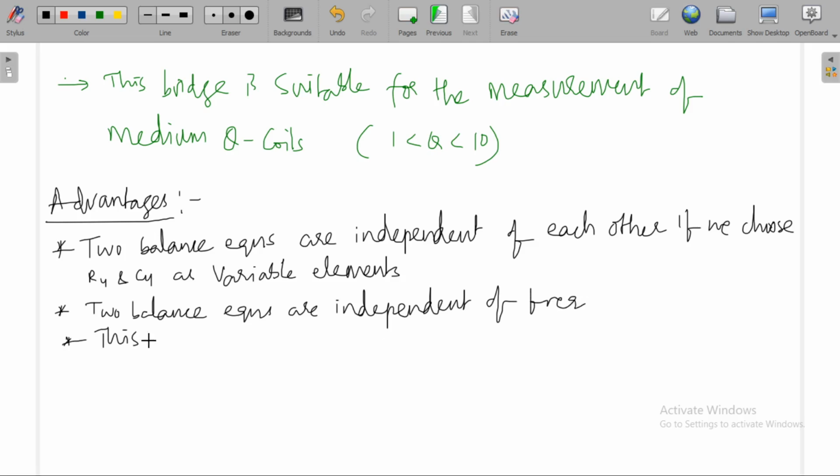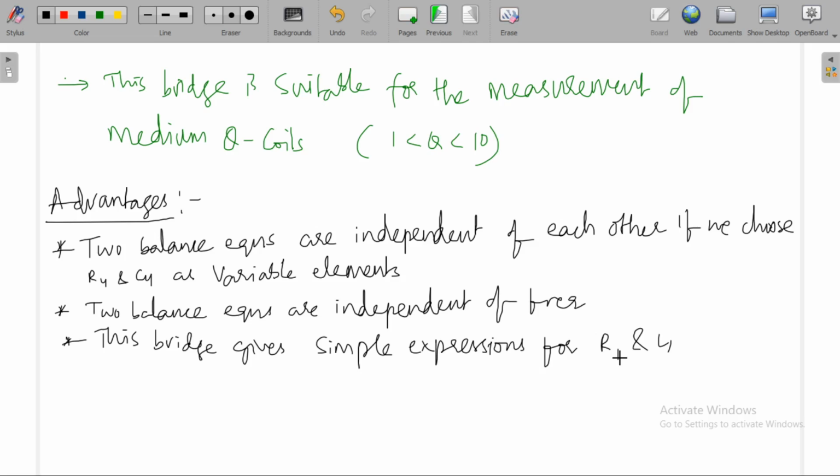This bridge gives simple expressions for R1 and L1, the unknown resistance and unknown inductance.